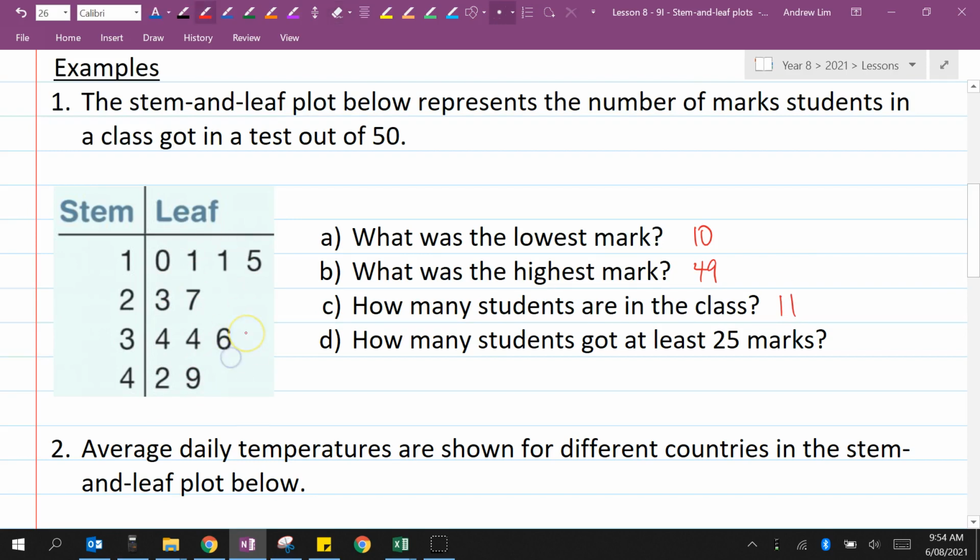Alright. And question D, how many students got at least 25 marks? So at least means 25 or more. Okay, 25 or more. This one was less than that, that's less than that, that's less. Here we've got more than 25, right? That's 27. More, and more. Altogether, that's 6. 6 students got at least 25 out of 50.